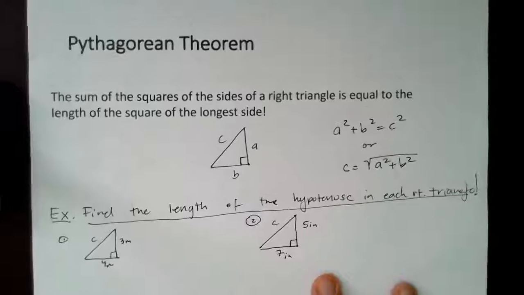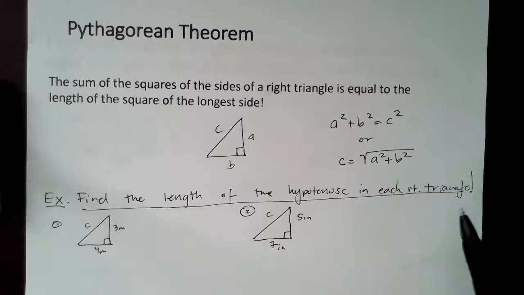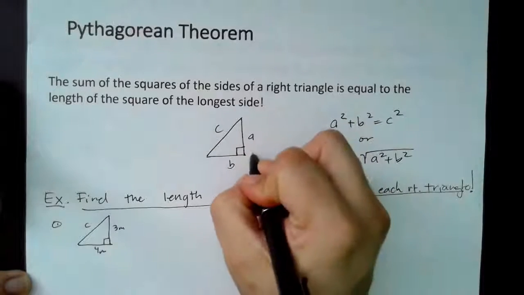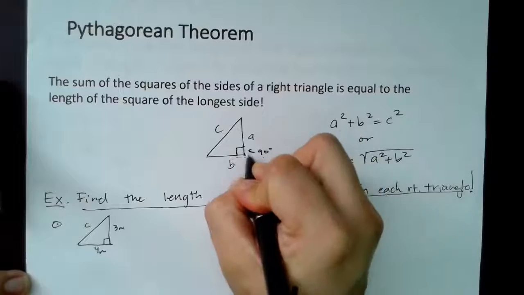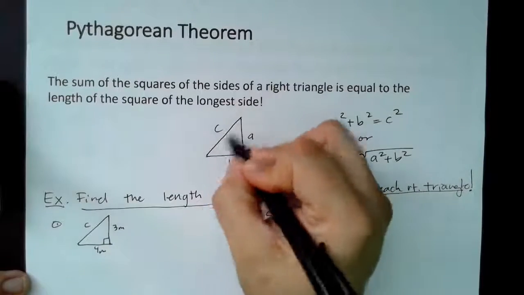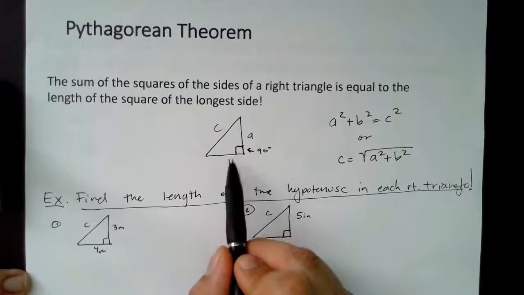Okay, so here we go, Pythagorean theorem. What is the Pythagorean theorem? For any right triangle, what's a right triangle? A right triangle is a triangle that contains an angle of 90 degrees. That's this here. It doesn't matter what these other two angles are. One of them just has to be 90 degrees.